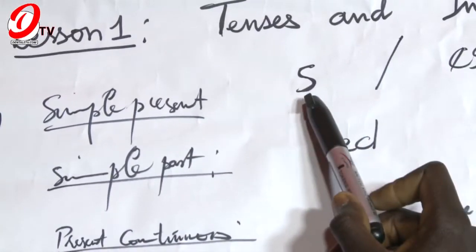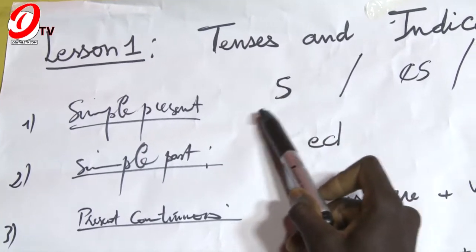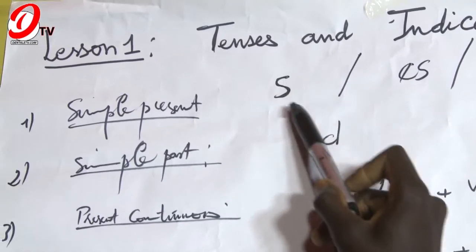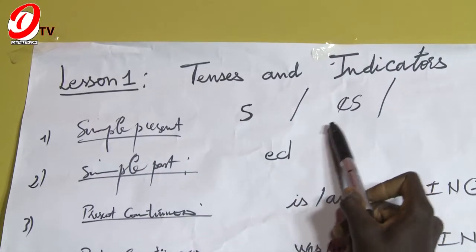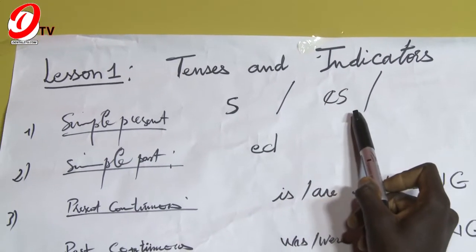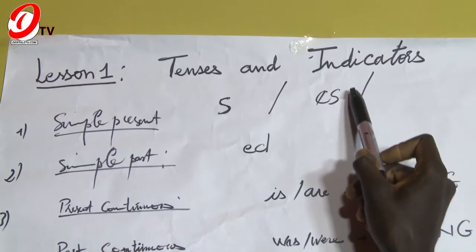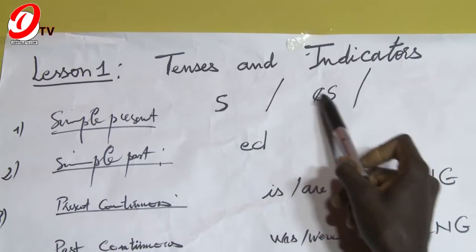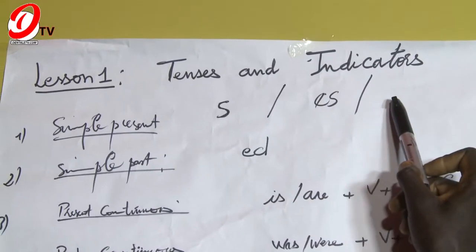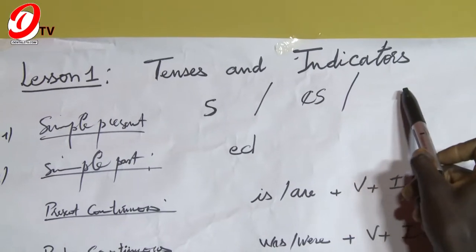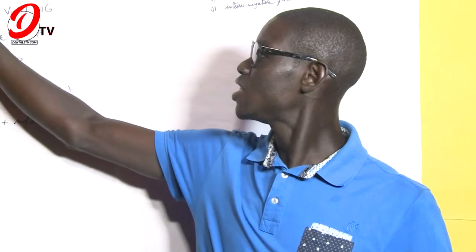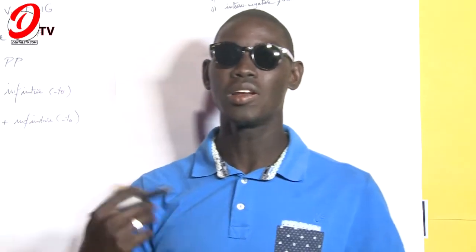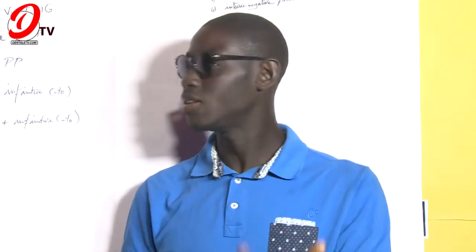You just have to add something at the third person of singular. For ordinary verbs you add s. For verbs ending with s, sh, ch, x, o, you add es at the third person singular. As far as the indicators are concerned, you have never, always, sometimes, usually, related to tenses and indicators. We learn ten by ten tenses and their indicators.